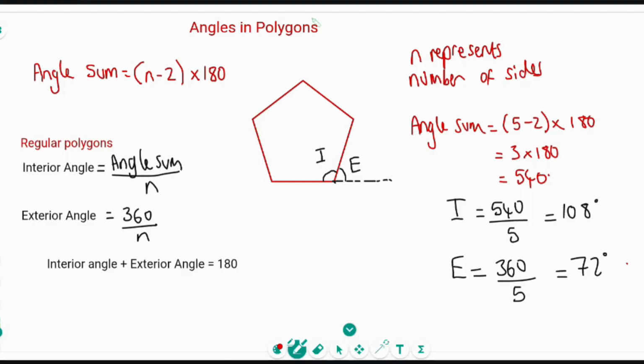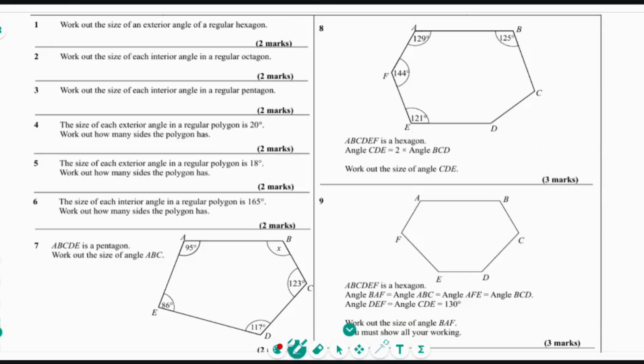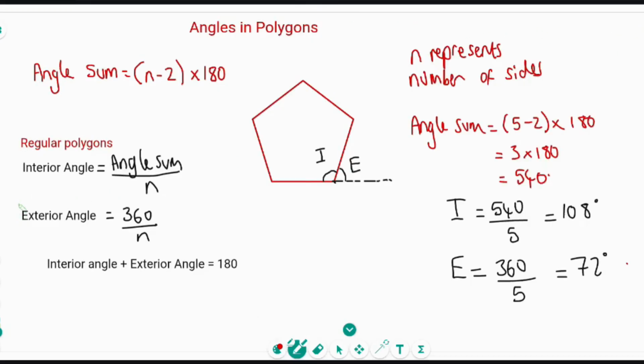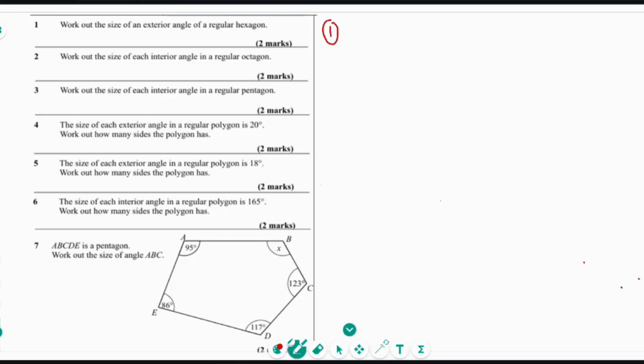So let's just have a look at some questions now. Okay, have a go at these yourself. Put me on pause, unpause when you are done. Okay, question 1. Work out the exterior angle of a regular hexagon. So it's just this formula here, exterior angle. So 360 divided by number of sides, which is 6. The answer is 60 degrees.